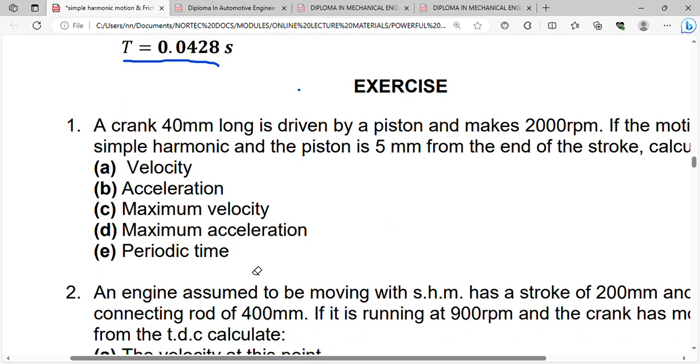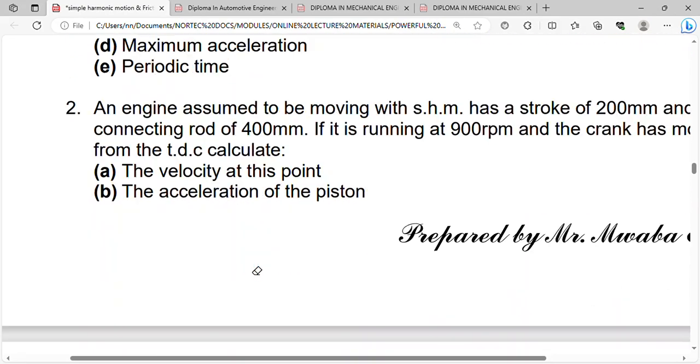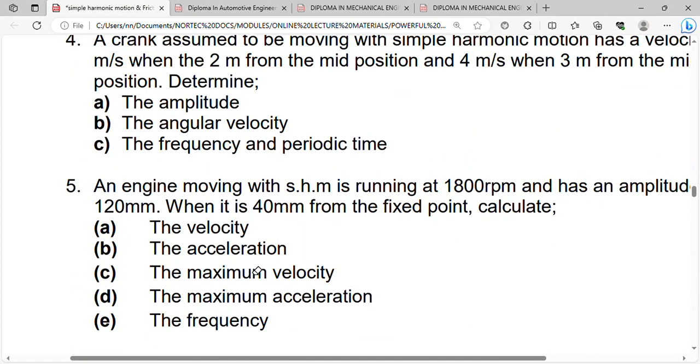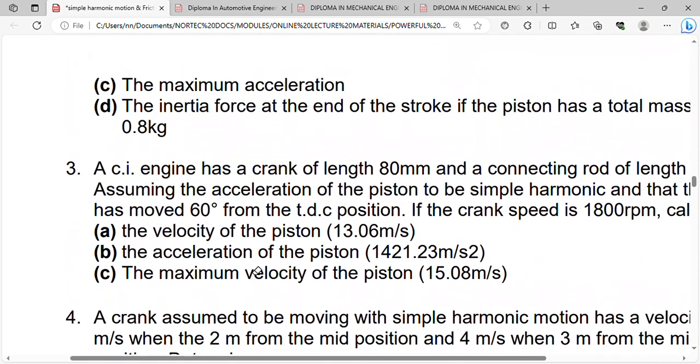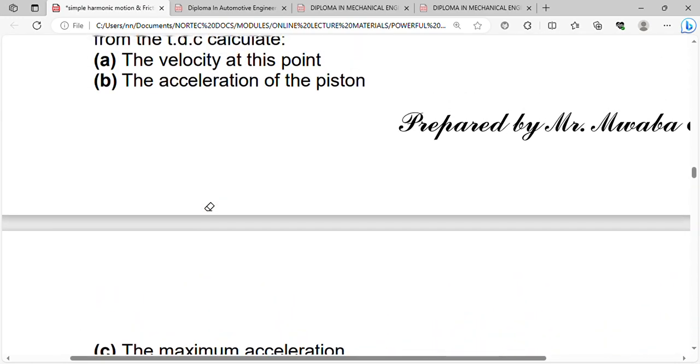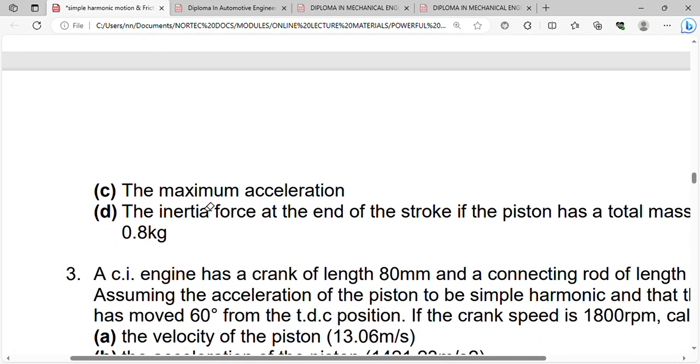Now, below here, this is just a mini exercise that I would want you to look at. They are just 5 questions, looking at a variety of issues. Some of them already have answers, others don't. Question number 2 is asking for the inertial force given that mass. So here you just use the formula F is equal to ma and do the substitutions accordingly.